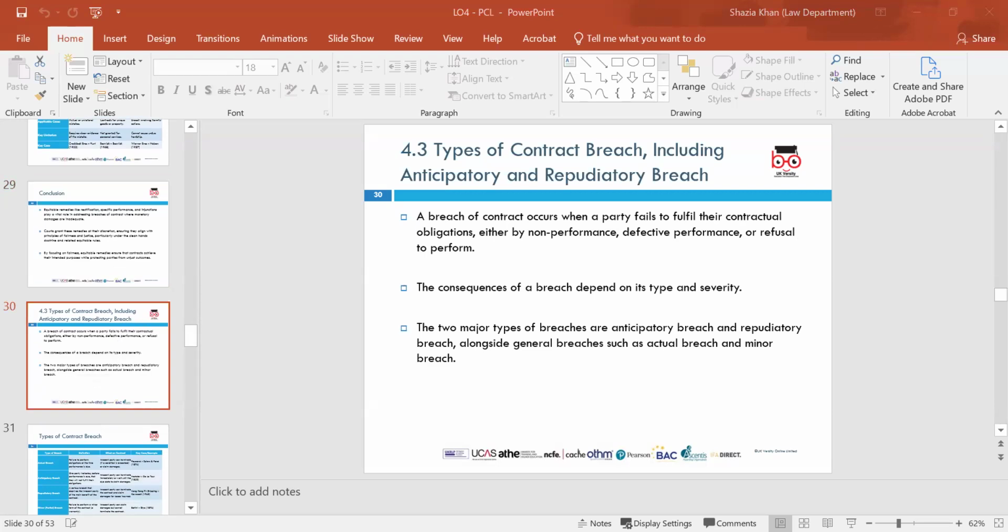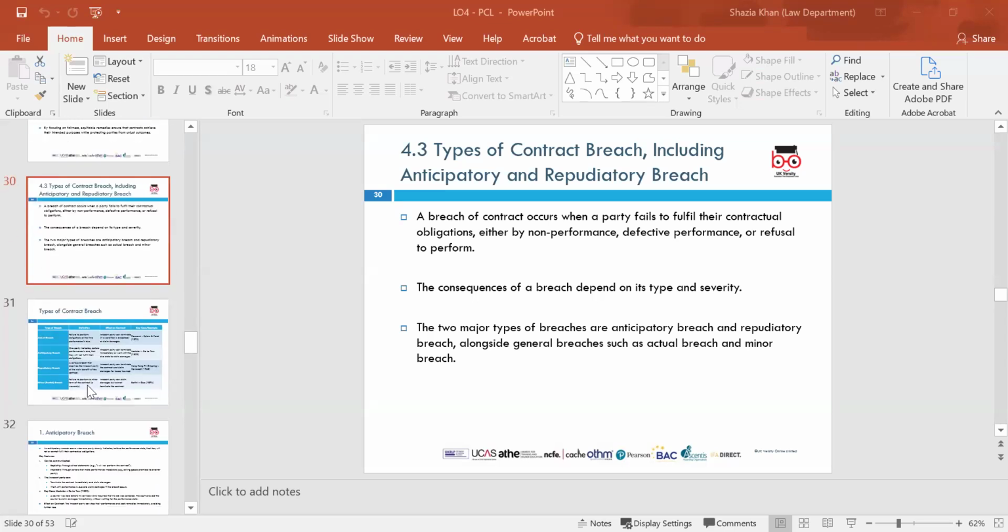So types of breach, including anticipatory and repudiatory breaches as well. So courts here, one or more parties have breached the contract. As we mentioned, the consequences depend on the severity of each case, and there are two types of breaches, anticipatory and repudiatory breach, that are taken into consideration.